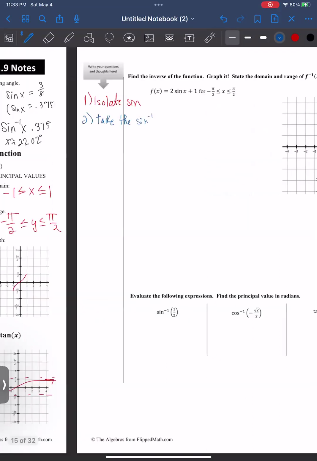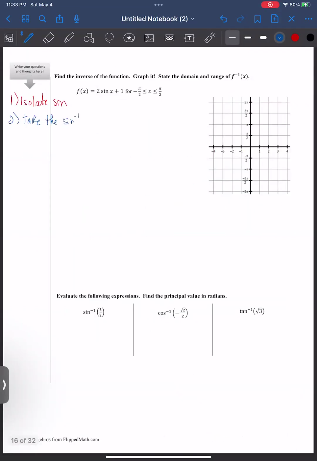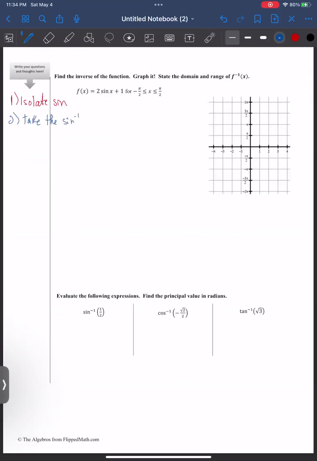So the arc sine of the function. And then you can evaluate these at the bottom, and those will be for you to do that we will go over on Monday. I'm trying to make sure that all of our practice problems, we can actually do them together in person, and that the notes section you guys are taking care of by watching these videos and filling out the notes that are posted up on Schoology. And with that, that is the end of 3.9.